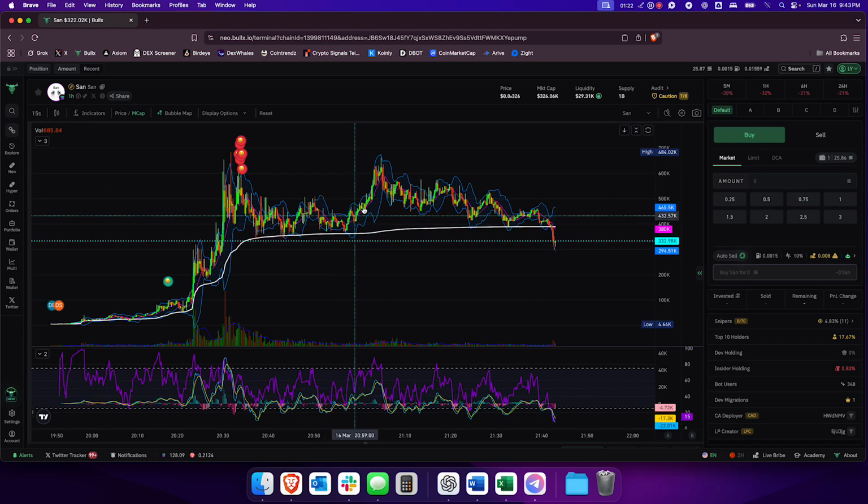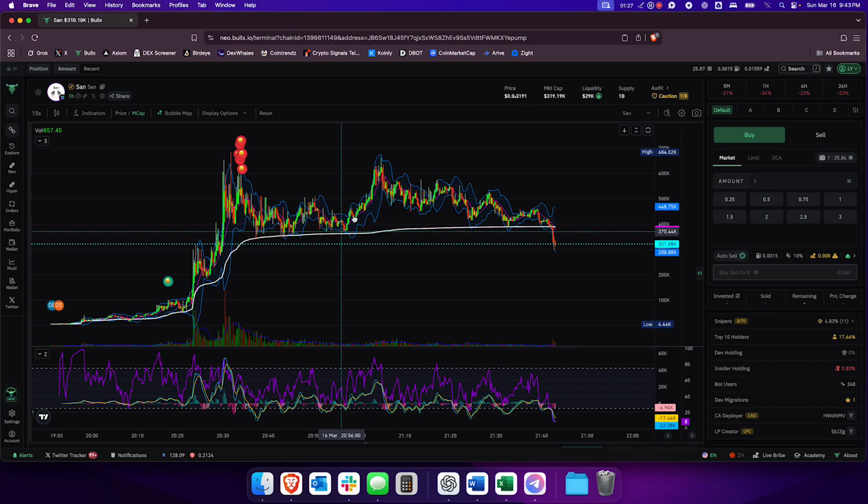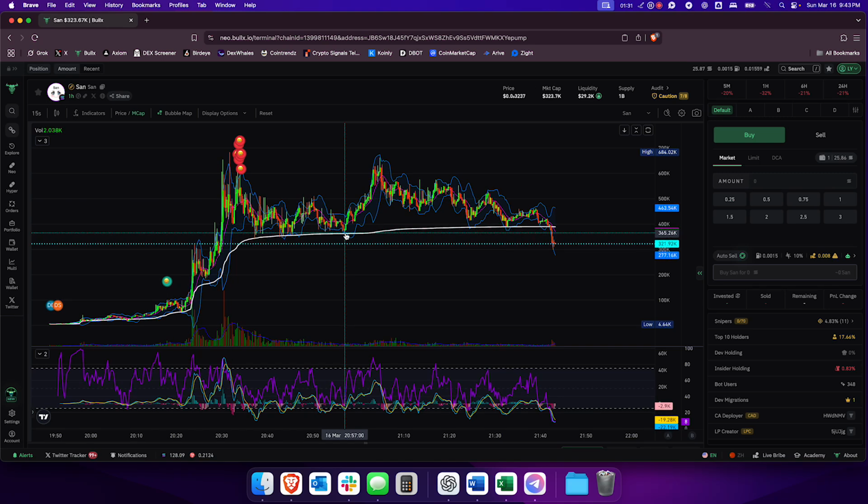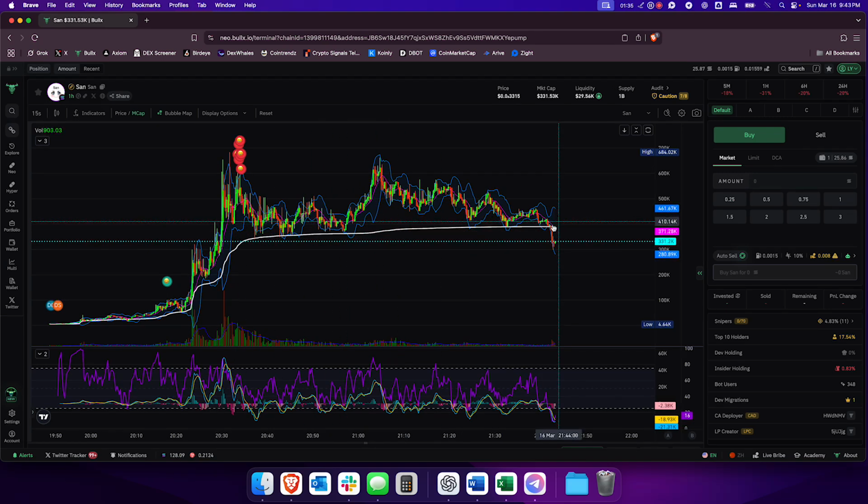The only place that I think there would have been a good entry point was here. And it looks like it almost had 100% profit potential. Yeah, probably close to it, 365,000. It's above this line right here, this white line. This is the VWAP, the volume weighted average price line that I have set.